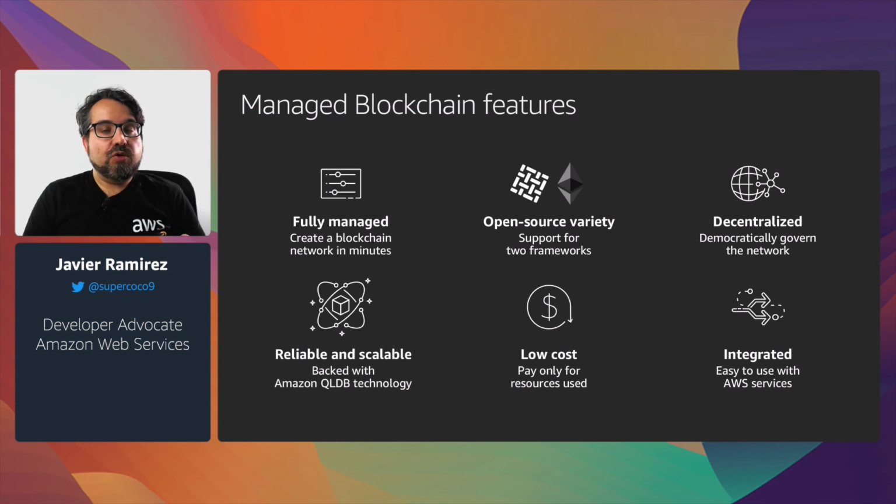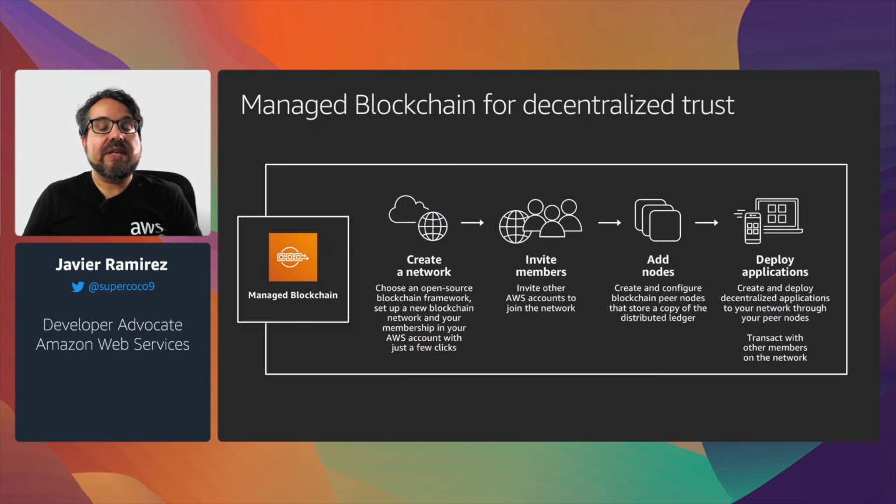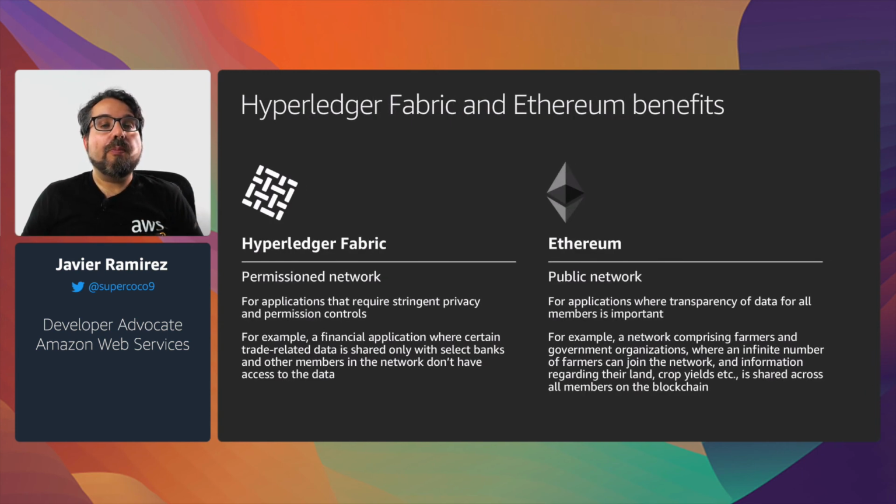We support today 2 different frameworks. We hopefully will be supporting more frameworks in the future. It's decentralized. No one owns the network. And since it's using AWS technologies, it's very cost efficient and well integrated with the rest of the ecosystem. So the way it works, you create a network. You invite other accounts in AWS to join the network. If they accept, they can start adding nodes to the network. Then you can start adding applications, and then you can start operating.